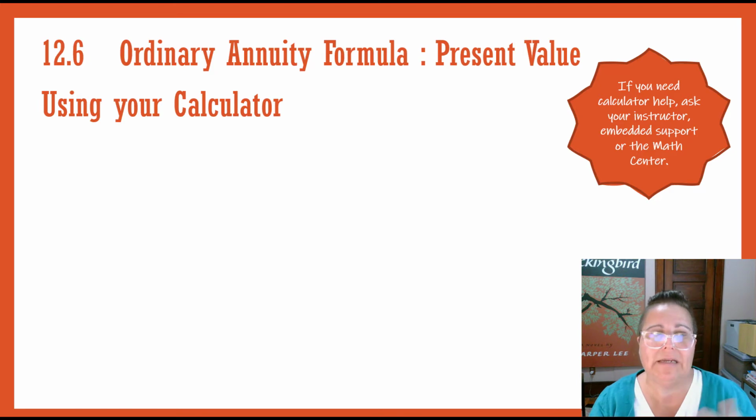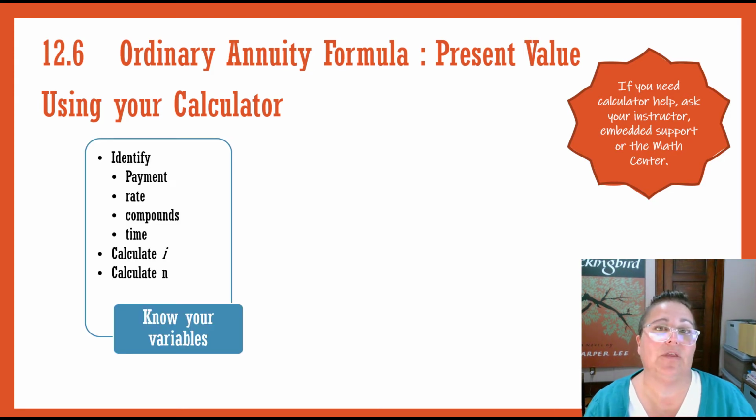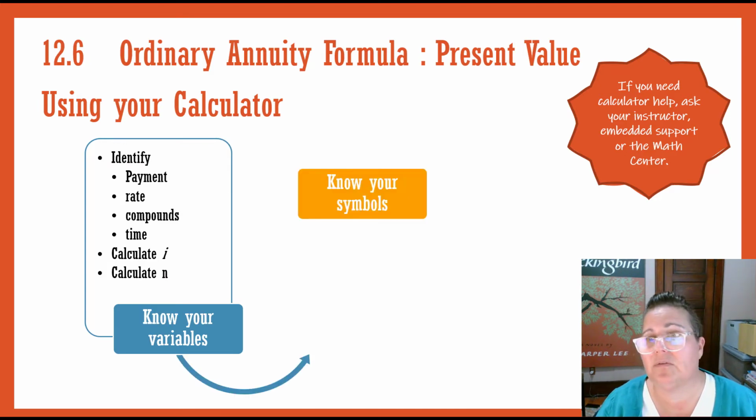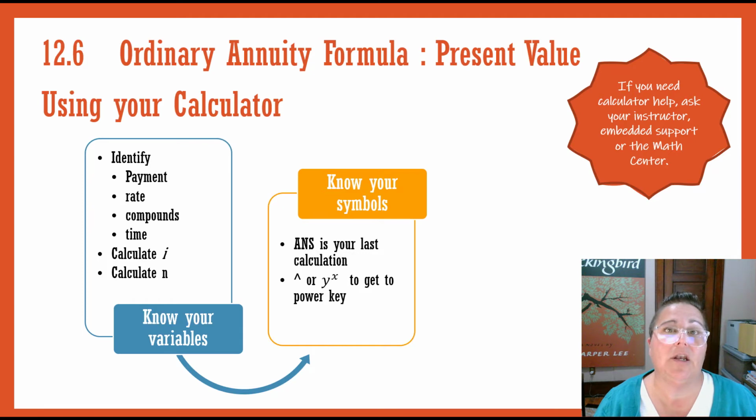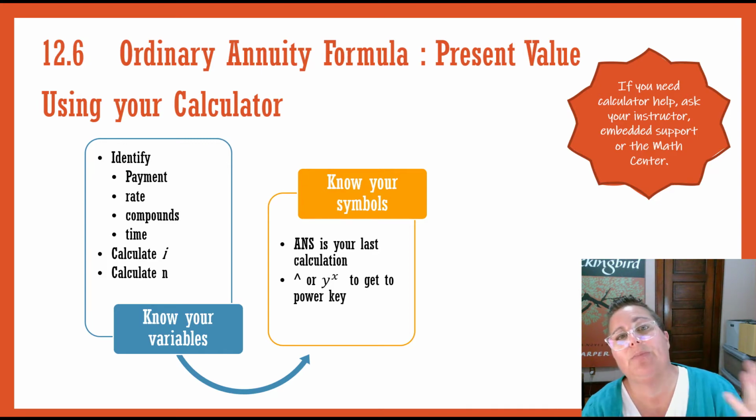We will find a way to get it in to your calculator that works for you. All right? Okay, so make sure, as before, that you know what your variables are. Be sure that you can identify the payment amount, the rate, the compounds, and the time, and that you can find your I and your N values. Make sure you are aware and know your calculator. Know that ANS is your last calculation. Know that the chevron key, or Y to the X, will get you to your power.